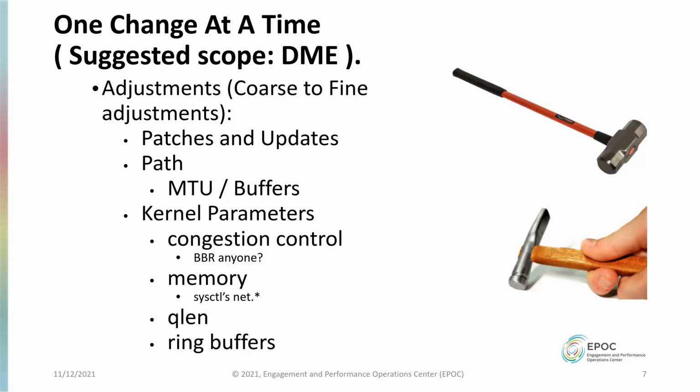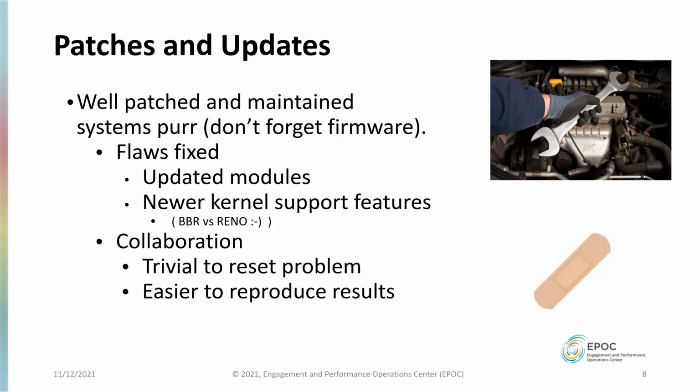Patches and updates. Again, systems that are well patched and updated tend to purr. Don't forget that firmware. If you're running on a really well patched system, but you're still running on a buggy BIOS or a buggy NIC, there's a lot of fixes that come along. The updated modules, something as simple as a newer kernel, BBR versus Reno. In the example we have today, these are older systems. These are CentOS 7. So we'll see a little bit of difference there.